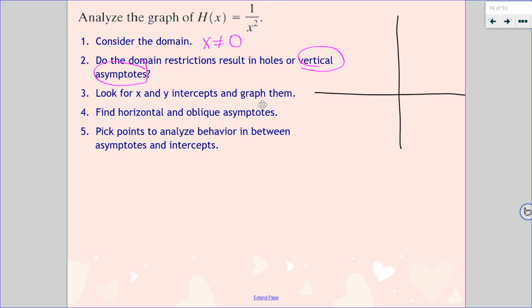So I have a vertical asymptote at x equals 0. And the way we denote these is with dotted or dashed lines. In my mind, that indicates it's not actually a part of the graph, but it helps guide the graph. Okay, let's look for x and y intercepts.